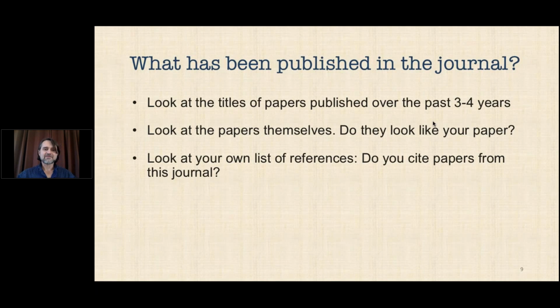So you should also definitely look at what has been published in the journal. Look at titles that have been published over the past, say, 3 to 4 years in the journal. Do they look like your paper? Is it similar topics as what you are discussing in your paper? You can look at the references of your paper. Do you cite papers from the journal to which you're going to submit? So all of these might be indications that you are looking at an appropriate journal.